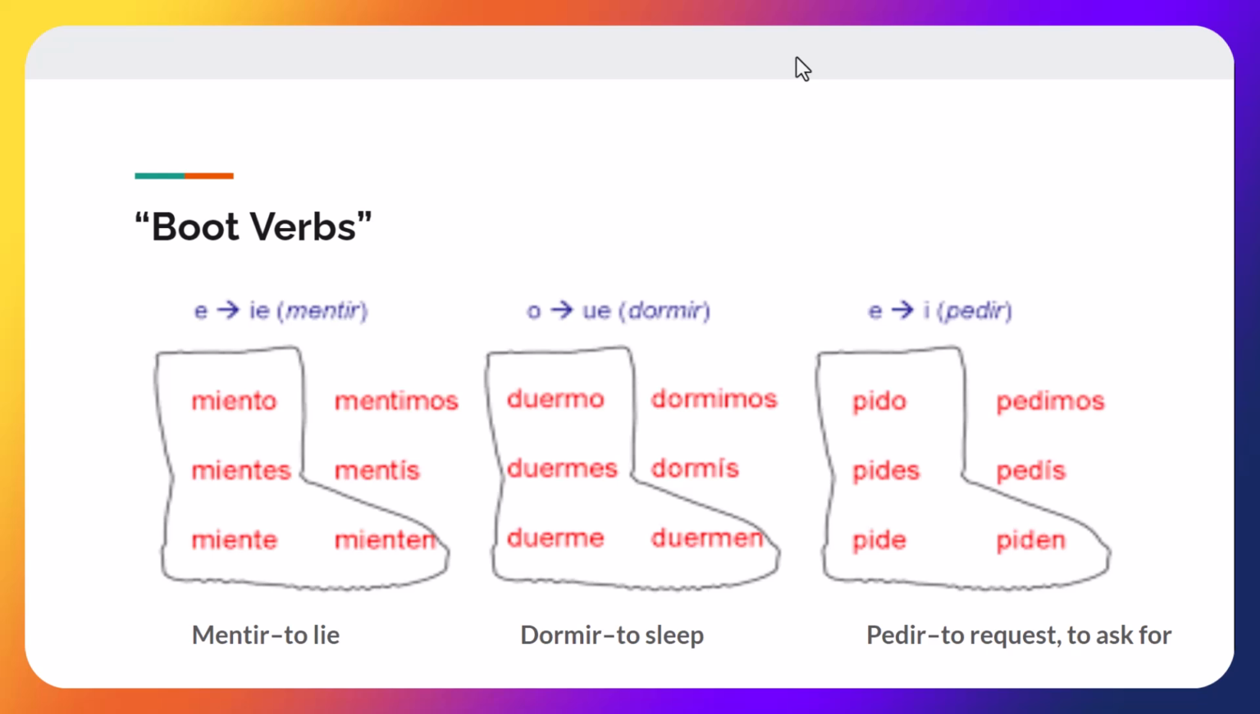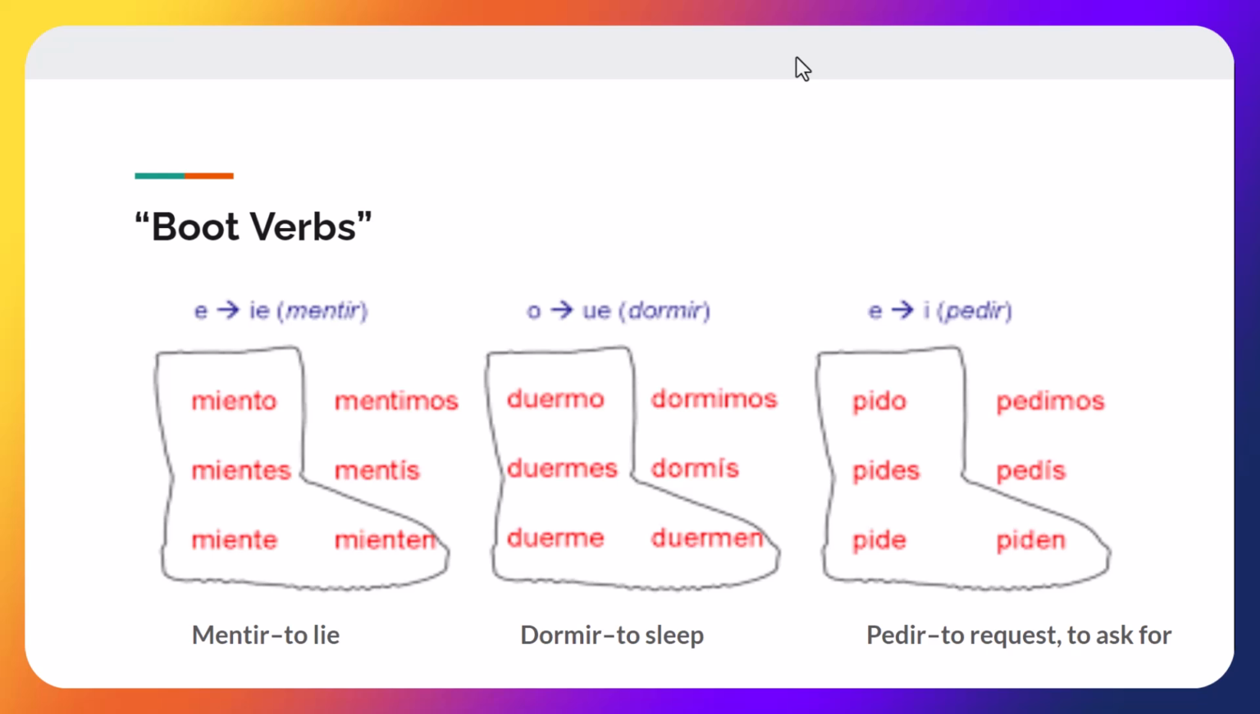Let's practice. Say them after me. Duermo, duermes, duerme, dormimos, duermen.